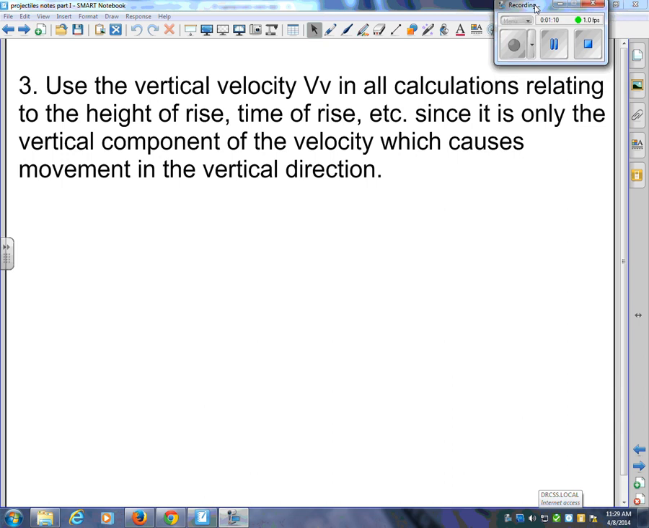Use the vertical velocity VV in all calculations relating to height of rise, time of rise. Anything that has to do with it going up and down, you're going to be using the vertical velocity. Anything having to do with how far it goes sideways, you're going to use the horizontal velocity, not the other one. Since it is only the vertical component of velocity which causes movement in the vertical direction, keep your vertical and your horizontal separate. Very segregated.